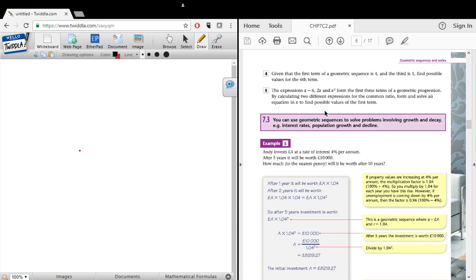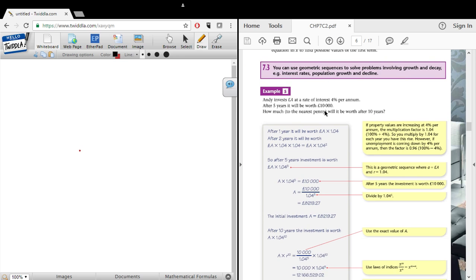Some more examples here just to test your ability and your understanding. 7.3, you can use geometric sequences to solve problems involving growth and decay, e.g. interest rates, population growth and decline.